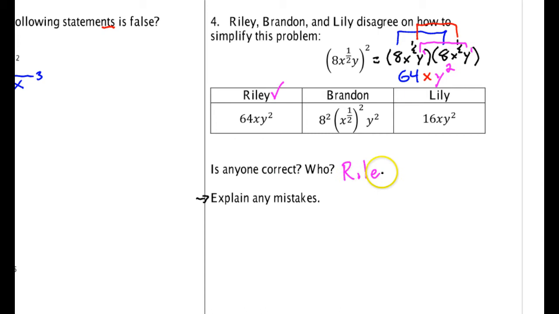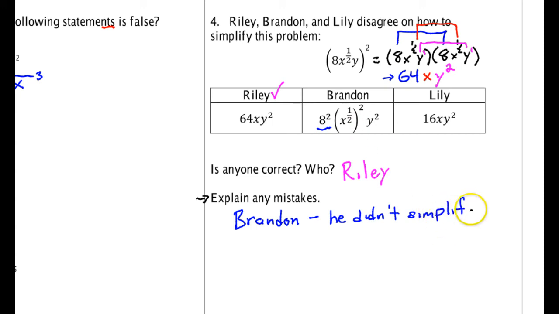So we know Riley's correct. Write that down. Okay. Explain any mistakes. So what did Brandon and Lily do wrong? Just write that out. Brandon, he wrote 8 to the second. Our answer is 64. So 8 to the second is 64. So he just didn't finish the problem. You can say he didn't simplify. It's correct up to that point, he just didn't finish the problem. So he didn't simplify all the way.